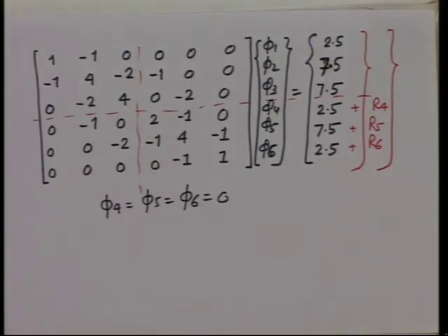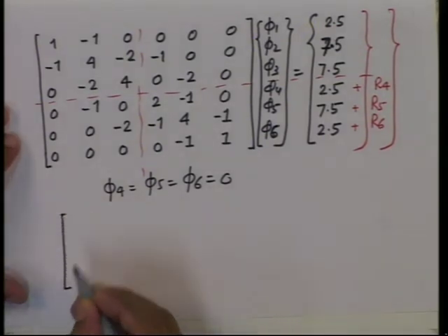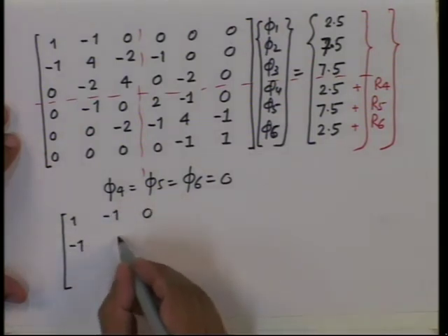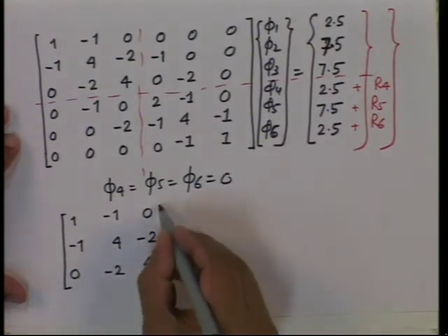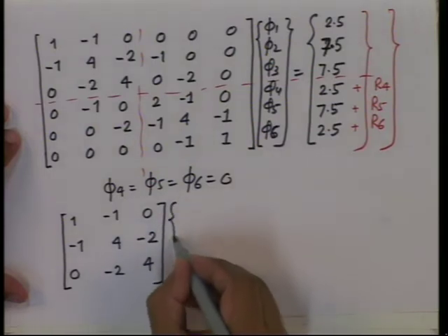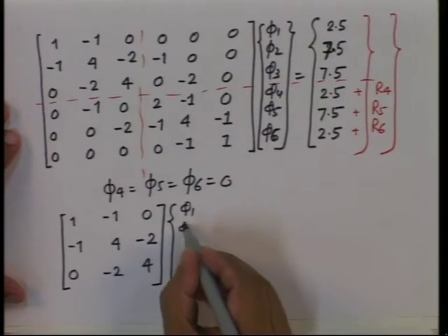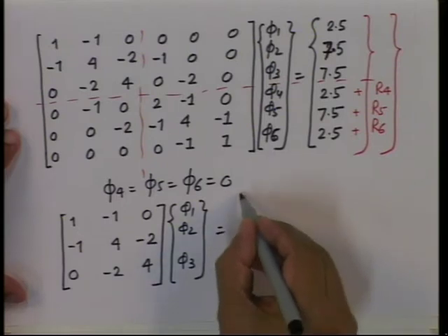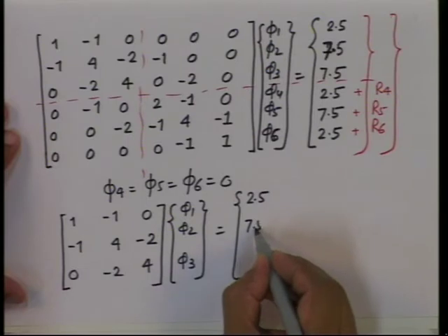Equal to 0 in this, and you will get only a 3 by 3 matrix that needs to be solved for you. That will be [1 -1 0; -1 4 -2; 0 -2 4] multiplied by [5 1, 5 2, 5 3], equal to the right hand side, that is 2.5, 7.5, 7.5.